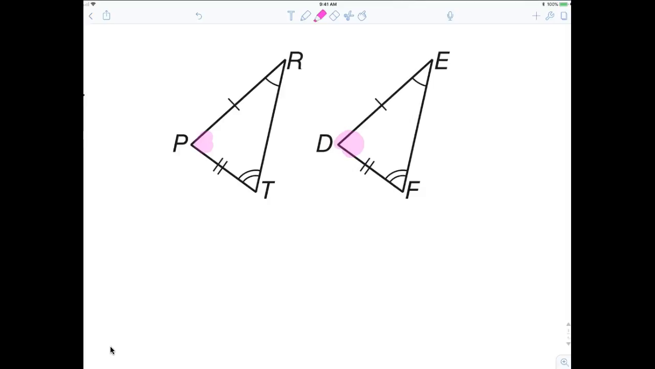Quick. What about side, side, side? You didn't ask about side, side, side.